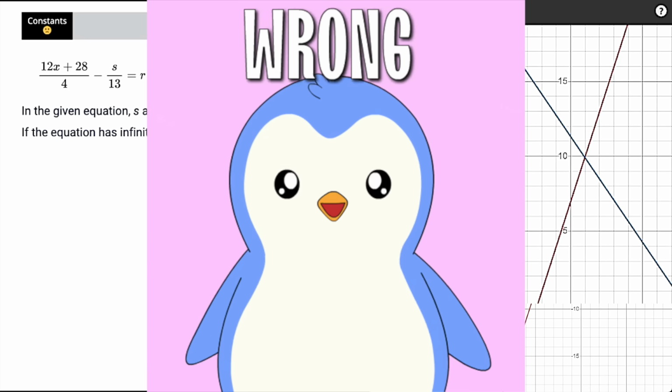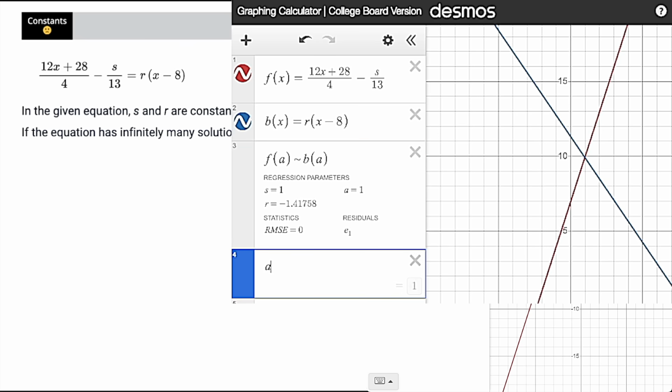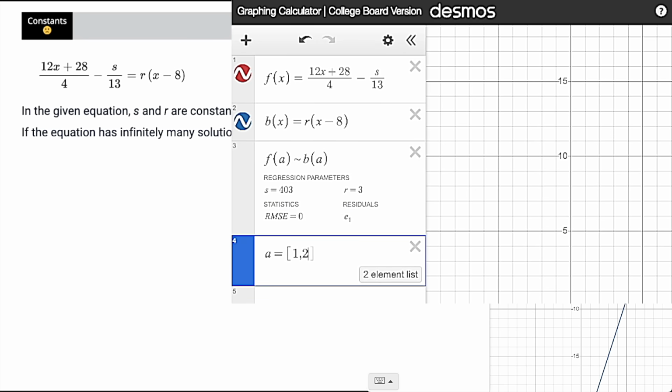And this is not true because right now it's just assuming that we want these to be equal to each other when x equals 1. But we want them to be true for all values of x. And remember, a is standing in for x here. So we need to say a is equal to many, many things. Right now it says it's equal to 1, but we want to say it's equal to 1 and 2.